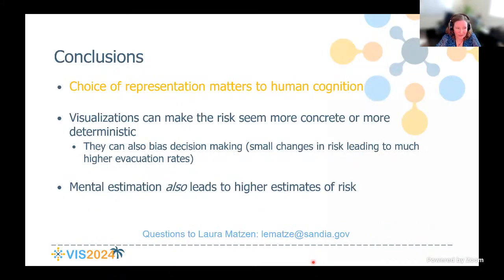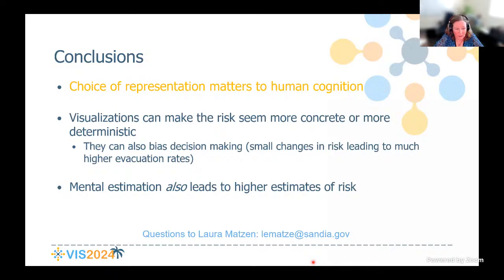So in conclusion, this is another piece of evidence that the choice of representation really does matter to human cognition and human decision-making. Visualizations can make a risk seem more concrete or more deterministic to people, especially with specific aspects of the visualization design, like the iconicity and the ordering, can really have an influence on perception of risk. The visual icon arrays can also bias decision-making in some ways, like in our case where small changes in risk led to much higher evacuation rates.